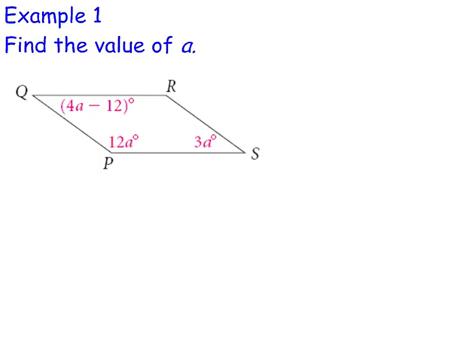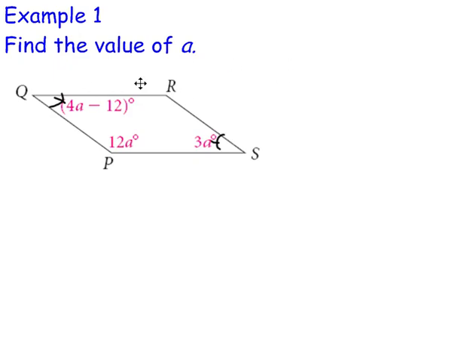All right, let's try an example. It says find the value of A. There are many ways to do this. I'm going to do it using the opposite angles property. So I know that angle Q is congruent to angle S.